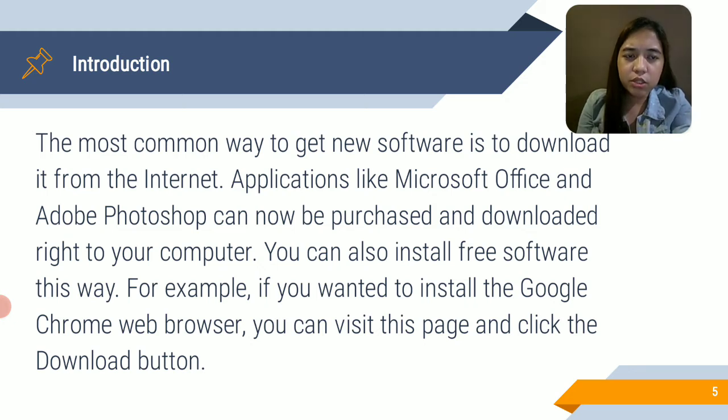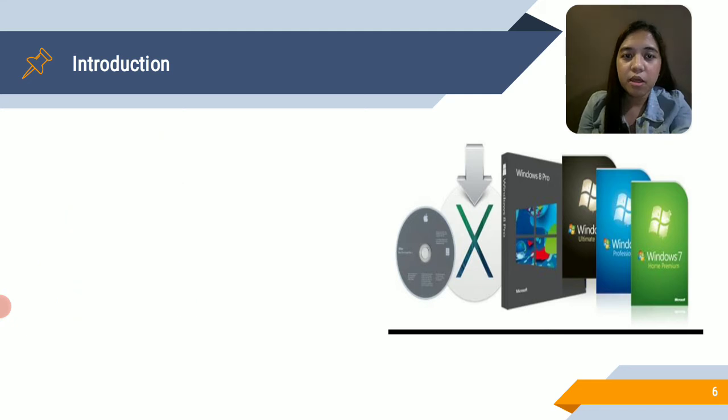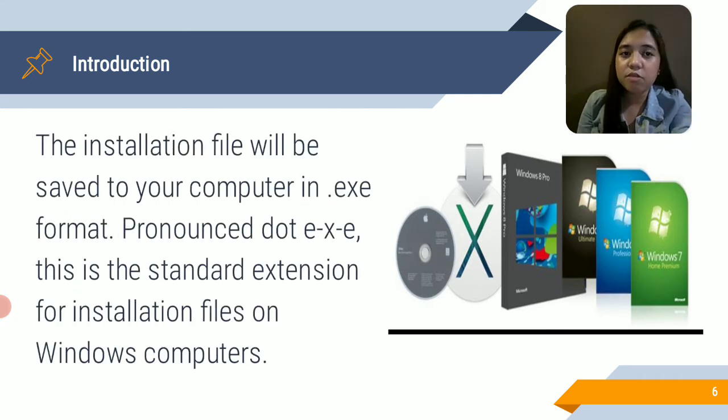You can also install free software this way. For example, if you want to install the Google Chrome web browser, you can visit this page and click the download button. That is the easiest thing we can do for preparing the installation. The installation file will be saved to your computer as an .exe file, which is the standard extension for installation files on Windows computers.